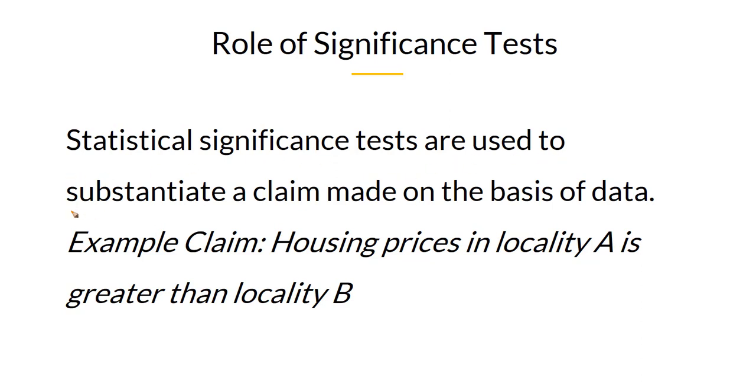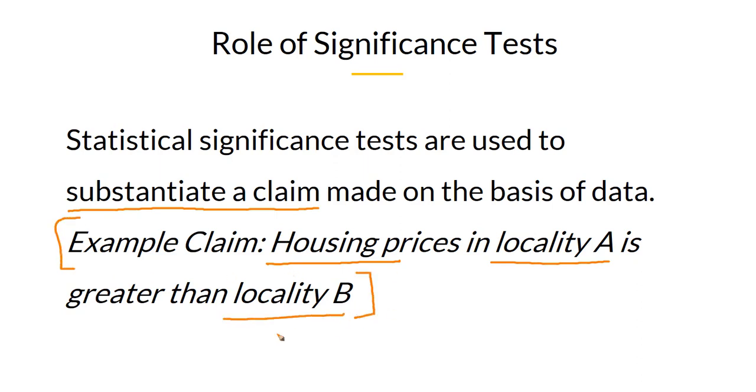The statistical significance tests are used primarily to substantiate some sort of claim that is made based on data. We come across such claims all the time in the newspapers and media all over the place. You will see claims being made about almost anything. For example, even in our housing prices problem, based on the data, you might observe certain things and make a claim. One such claim could be: housing prices in locality A are greater than locality B.